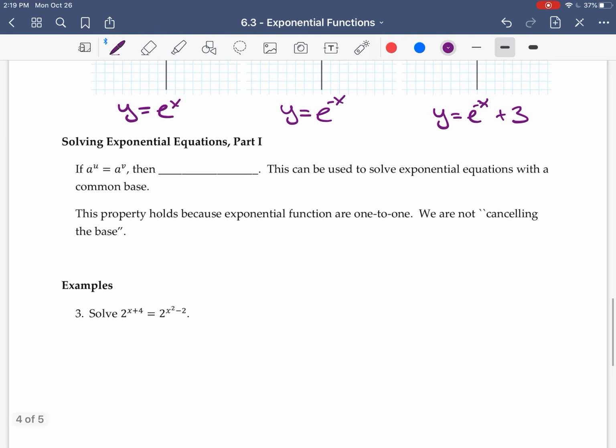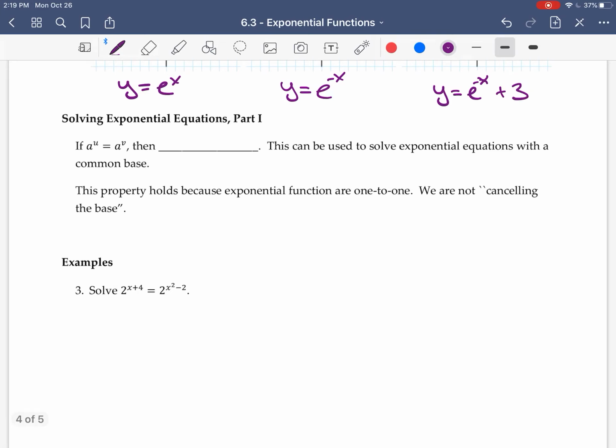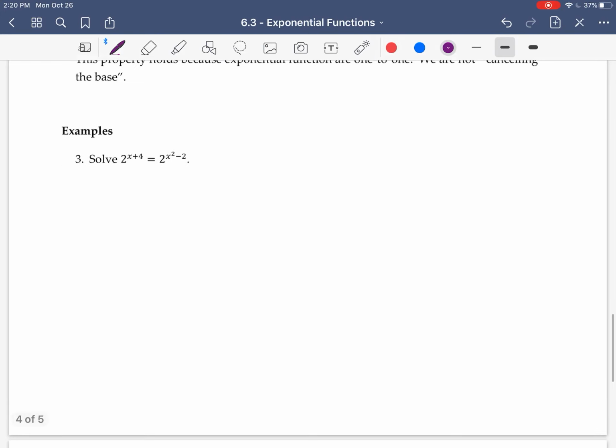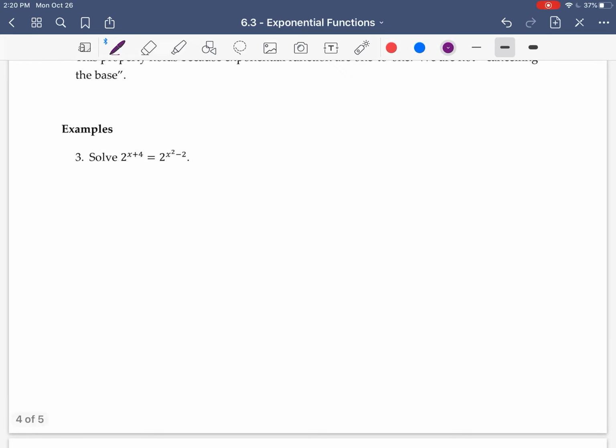Okay, so now, what about exponential equations? Okay, so this is part 1, because we can only solve some at this moment in time. If a to the u is equal to a to the v, because they're the same base, we can conclude that the exponents have to in fact be equal. So then u must equal v. So we can use this idea to solve a number of exponential equations.